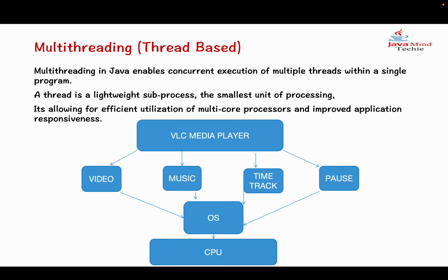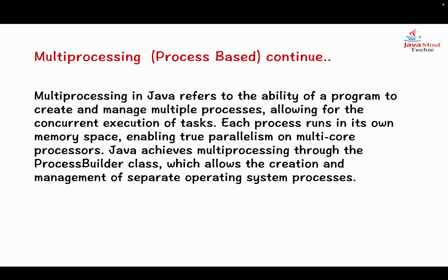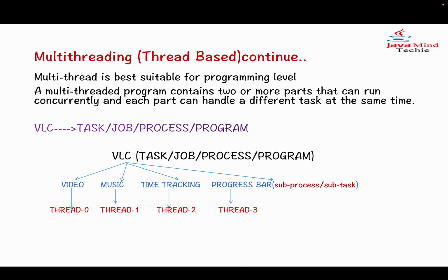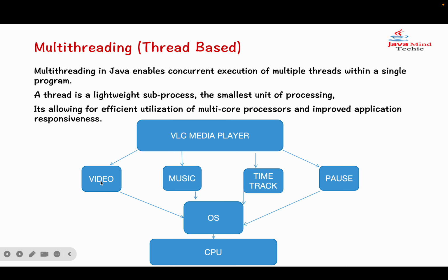You can see here, you are watching the video, listening to the music, tracking the time. You can pause your video as well. These are all tasks only, yes or no? That's why you can say here concurrently. A multi-threaded program contains two or more, it may be two or more than two parts, meaning tasks, that can run concurrently. So these are all tasks running concurrently.